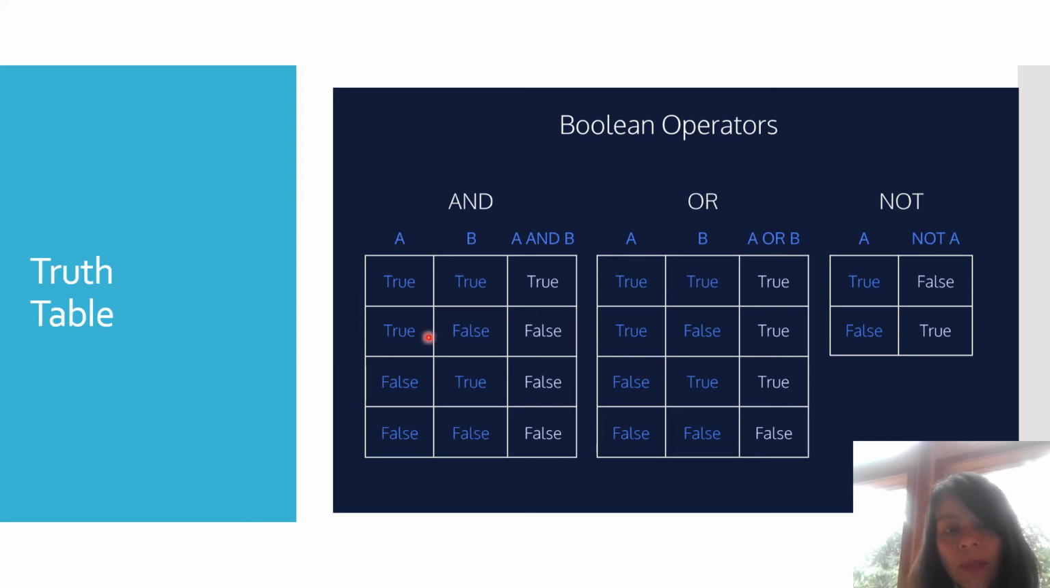So what it means is that for AND, you need both A and B to be true for it to be true. For OR, it only takes one of them to be true. So if both are true, it's true. If only A is true, the result is true. If only B is true, the result is still true. So it takes both of them to be false for it to be false. Now, in NOT, if A is true, then it's false. If A is false, then the result is true. So if it's not A, then it's true.